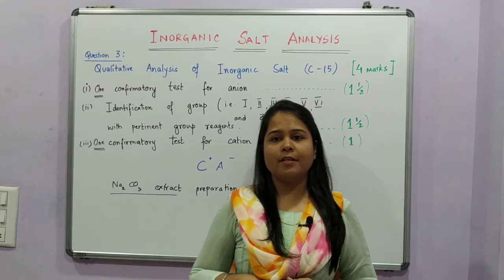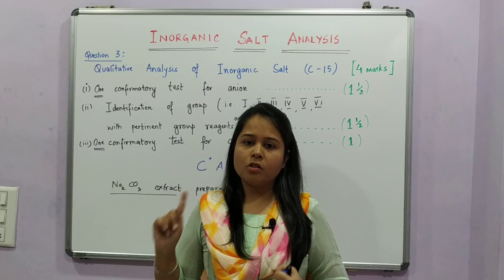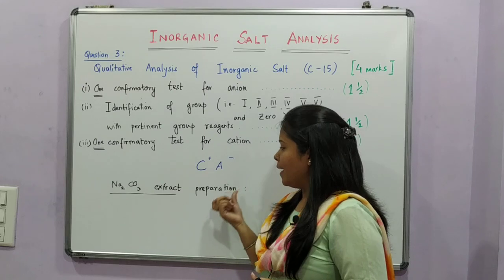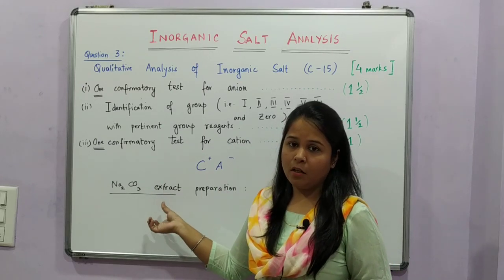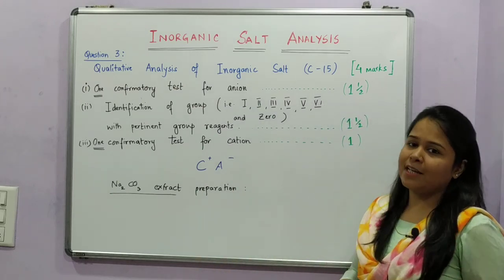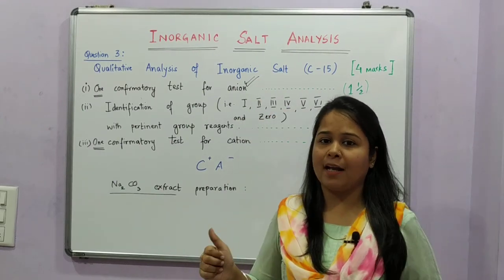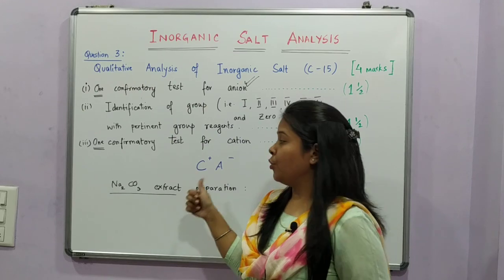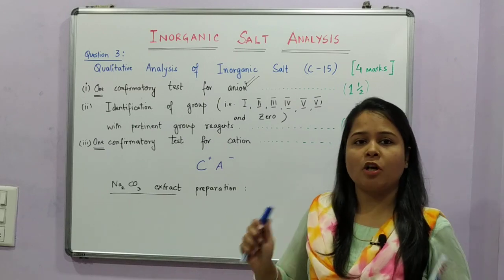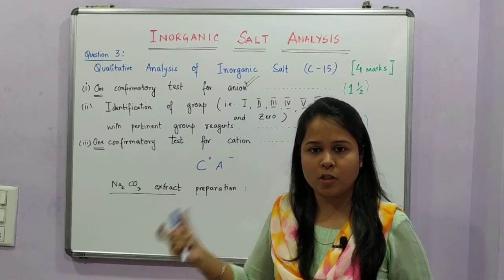Now, the council has said that we would be given soluble salts only, so there is no need to make this extract. But for our safety and for the betterment of our work, we suggest that whenever you are doing the confirmatory test, particularly for the anion, you go for this extract. Rather, you need to write the preparation of this extract in the answer script as well. So the purpose of making the sodium carbonate extract is to convert your salt into a water-soluble sodium salt.